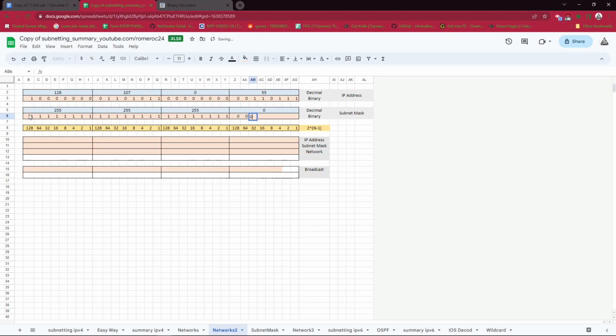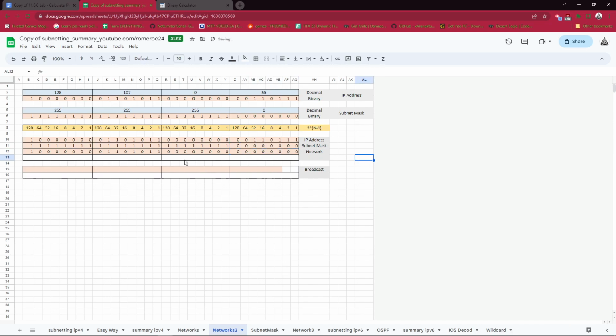And 0 is 0. Okay, then we need to copy the binary of the IP address. Copy and paste it right here. Copy this and paste it right here. Okay, next we need to multiply both of the binary. Everything that multiplies with 1 will get the same answer as the top, so just paste it right here, and the other is 0, so we get 0.